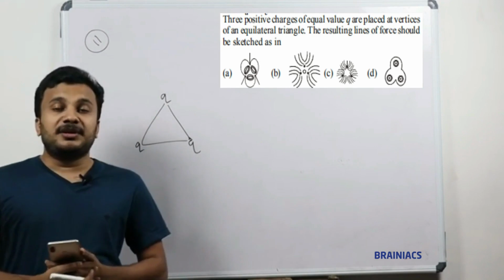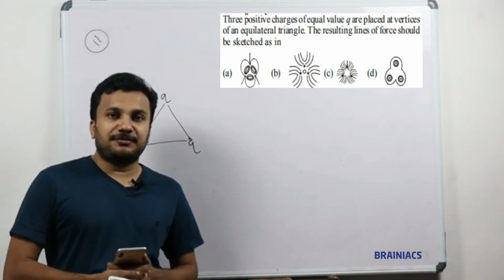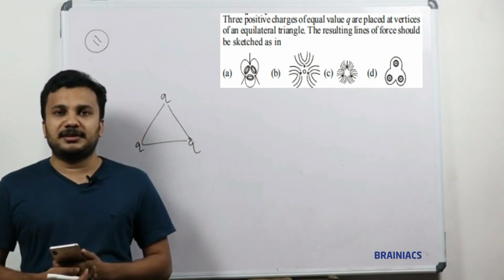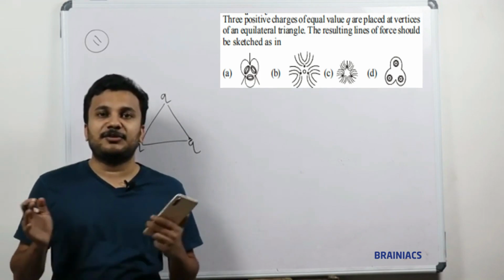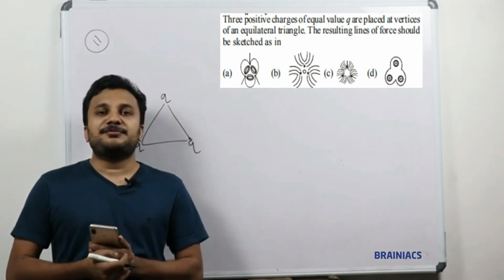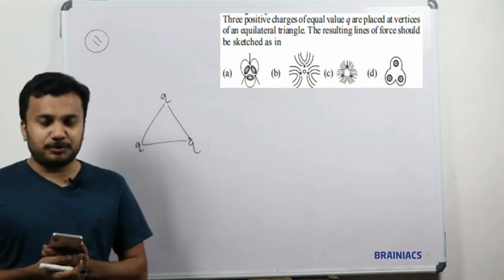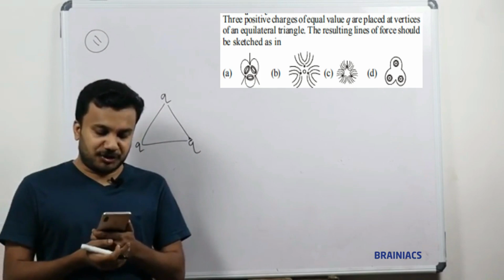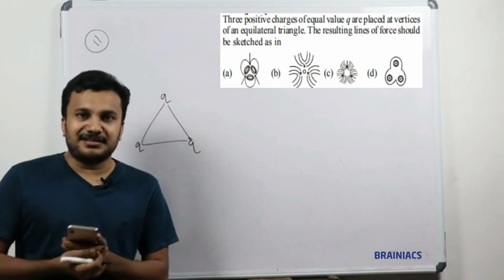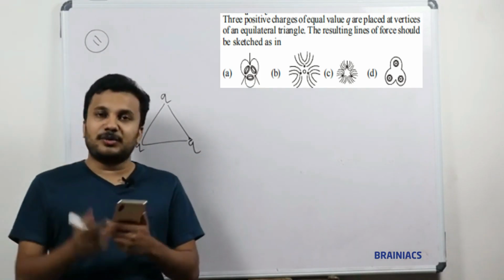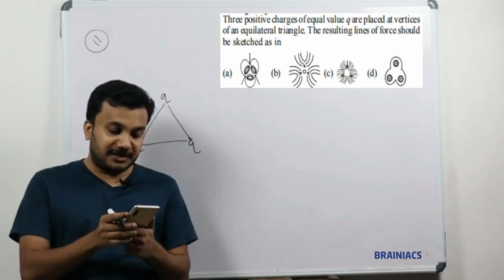Here we need to know the properties of electric field lines. What are the properties of electric field lines? Electric field lines will never cross each other. Electric field lines will never form a closed path. There are a lot of rules. Based on the rules, we'll see the first option. It is like a seed-like structure, and the lines also get closed. So that will never become an answer.